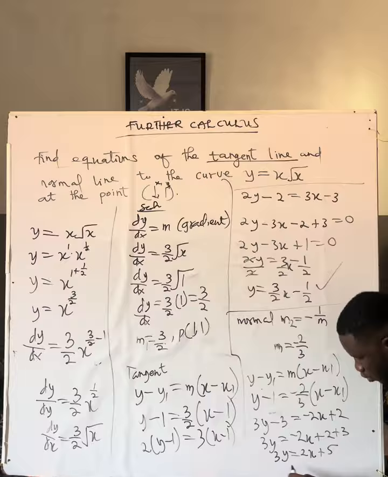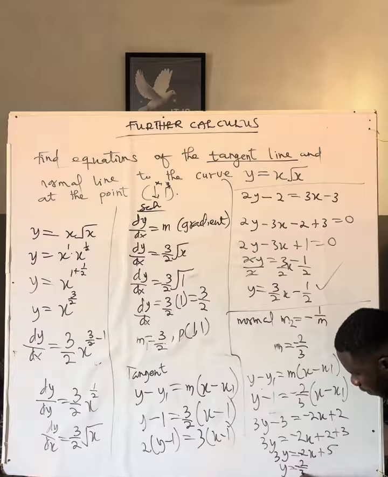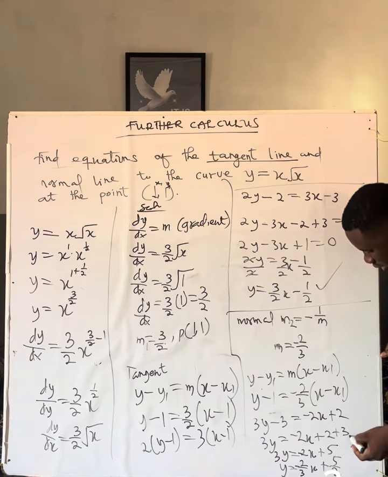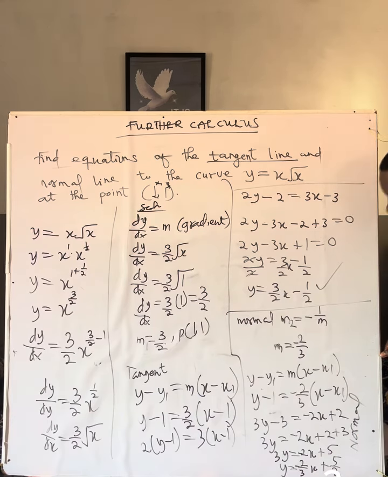So when you divide through by 3, you are going to get y is equal to minus 2 over 3 x plus 5 on 3. So this one will be our normal equation, or equation of the normal. So this is the equation of the normal, and this is the equation of the tangent.